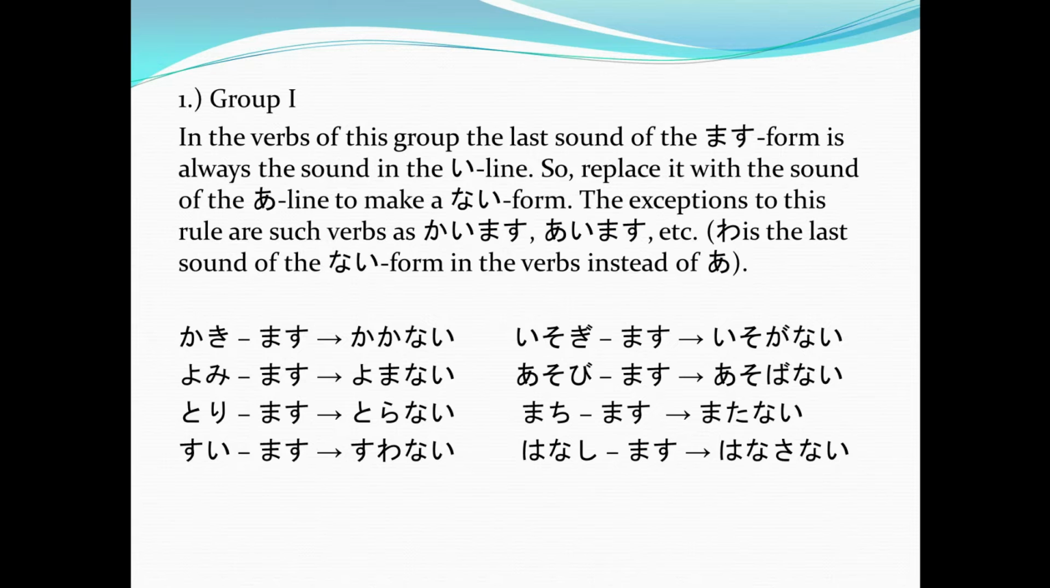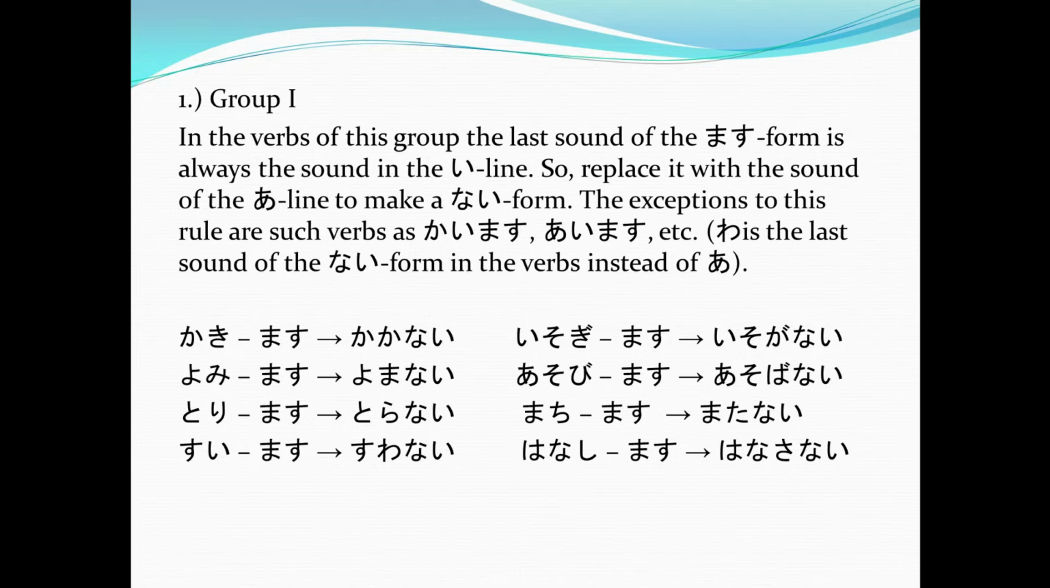Now, let's move on to isogimasu, to hurry. Again, drop the masu, change the gi to ga, then add nai. So isogimasu will become isoganai. Again, isoganai is the nai form of isogimasu. Now, next, asobimasu, to enjoy oneself. So drop the masu, change the bi into its A line counterpart, which is ba, then add nai. So asobimasu will become asobanai. Again, asobanai.